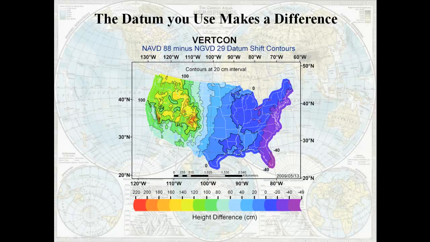What datum you use makes a difference. This is a vertical datum comparison, so the two main datums are the NAVD 88 and the NGVD 29. 29 is older than 88, and you can see that depending upon where you are in the country, you have a difference in datums. And so in Idaho again, we've got green, yellow, that's 120 centimeters difference. So if you give somebody something in NGVD 29 and they use it on NAVD 88, it's going to be off by 120 centimeters.